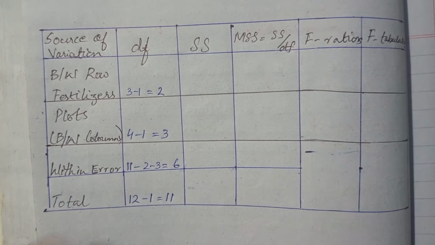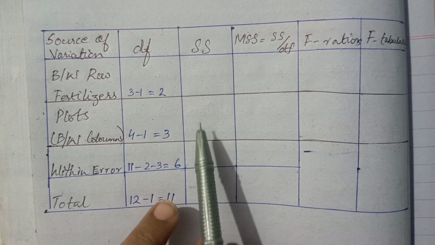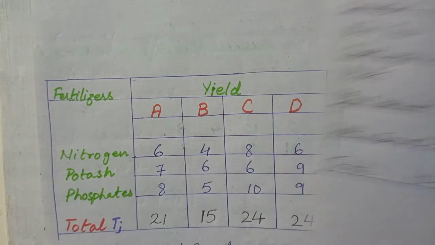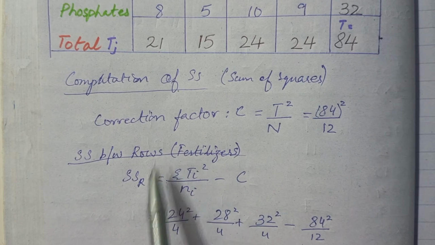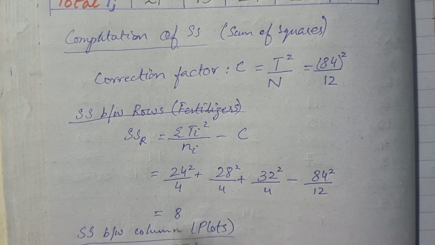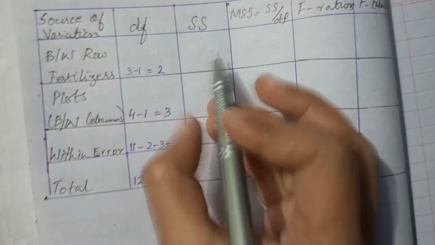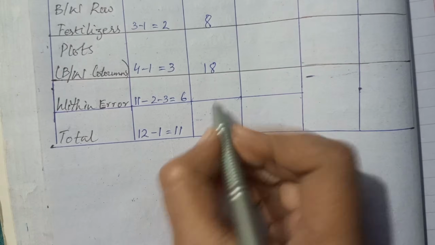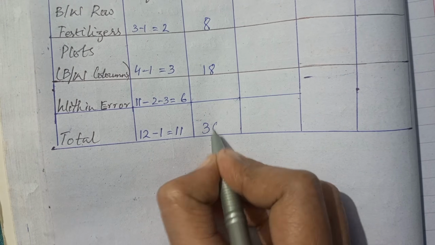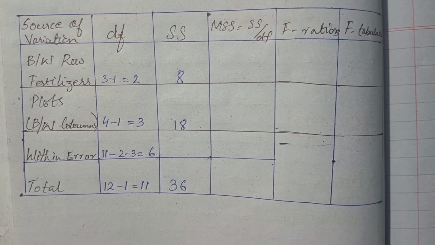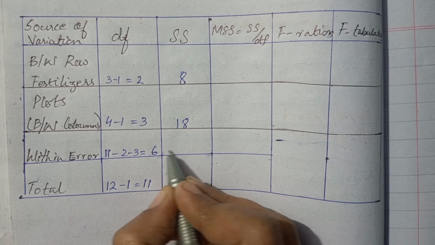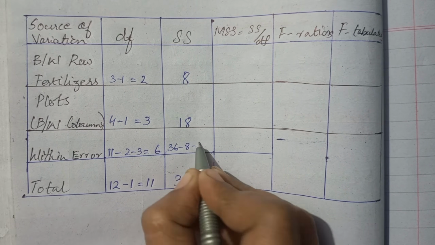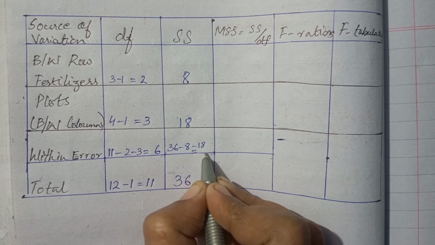Likewise, we will find SS of error by the same method. We write here SS for row, which we found to be 8. For column it was 18, and for total it is 36. For SSE, we will subtract 8 and 18 from 36. Then we will get SSE, which will be 10.